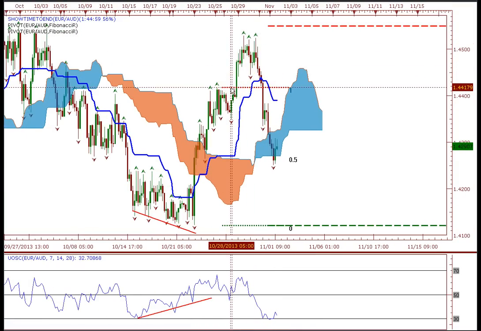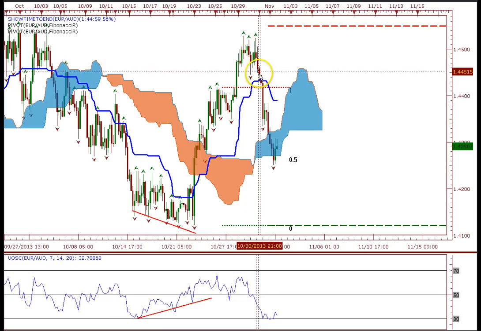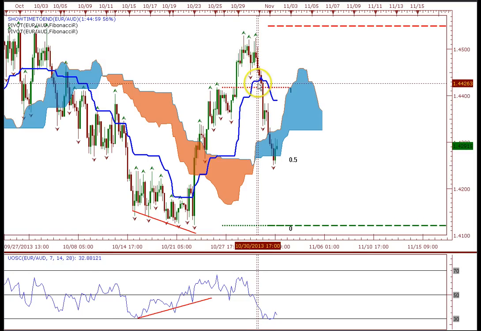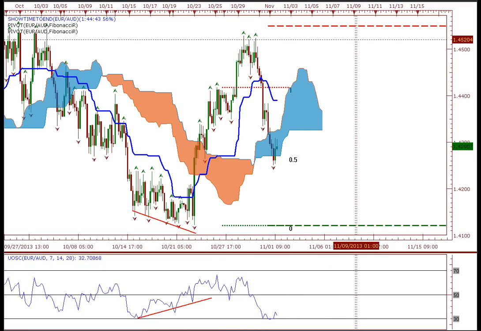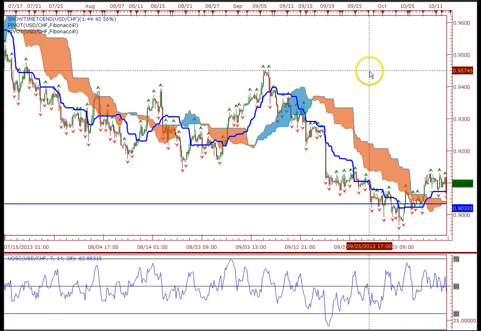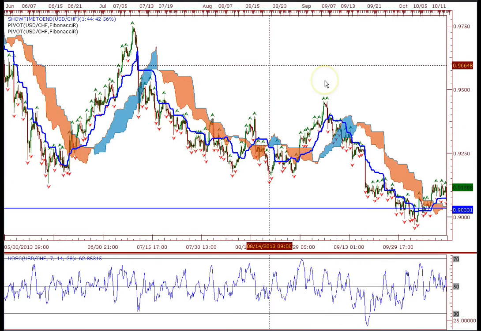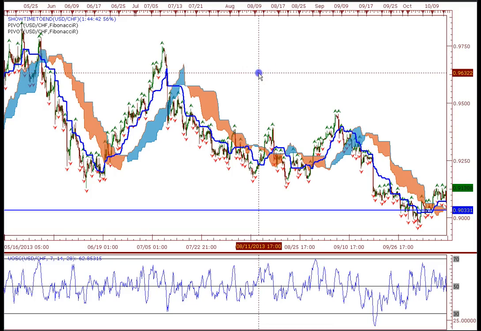So if you got in here, you may want to start looking to get out of this trade. And then definitely when you close on the other side of the Kijun-sen, you want to be out of the trade, right? Okay, so that's basically your rules. All right, so let's go to the US dollar Swiss franc. Look at a few pairs, look at a few opportunities again.